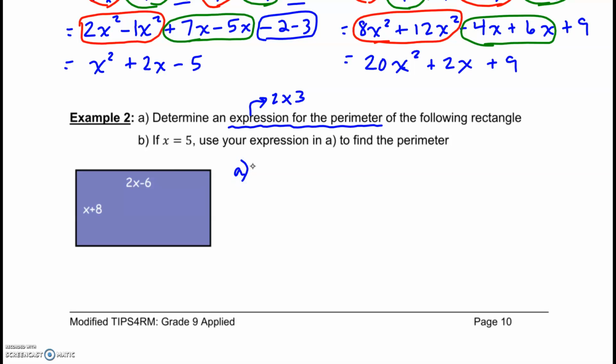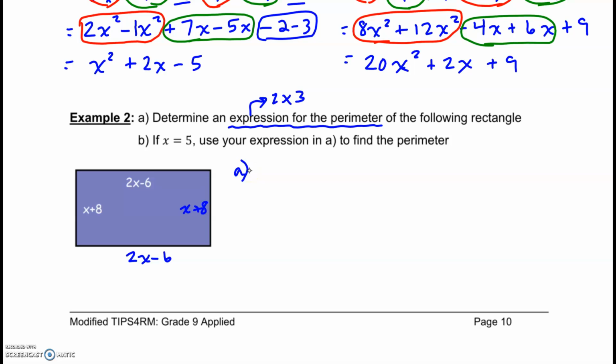So if I want to find the perimeter of this rectangle, when I look at this rectangle, I see the length is 2x minus 6. That means on this side it's also 2x minus 6. So let's write that in. The width is x plus 8. That means the width on this side is also x plus 8. So again, let's go ahead and write that in.